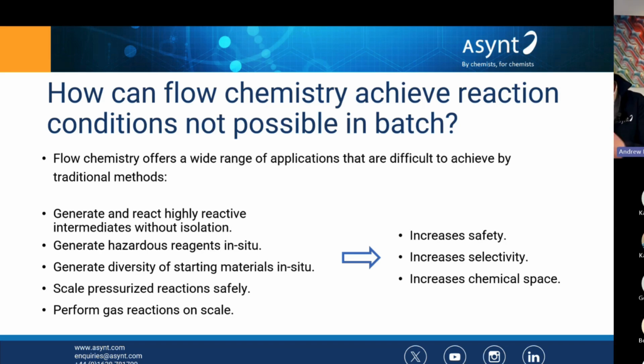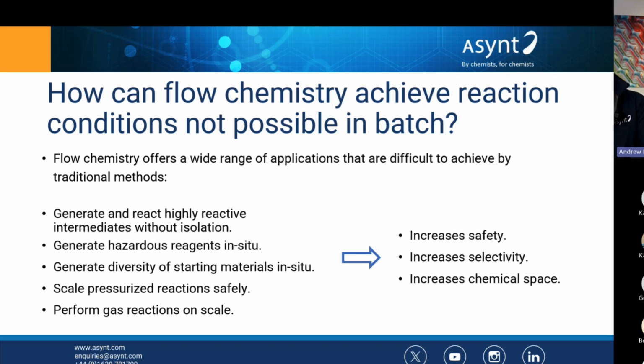And then we can use that to increase the chemical space. And if we're using automated reagent injectors, then we can create that diversity as well by creating libraries. We can scale pressurized reactions, and that's a pretty big one. We can now have continuous processes for things like oxidations or carbonylations or even hydrogenations, which would be difficult to do without large pressurized reactions.